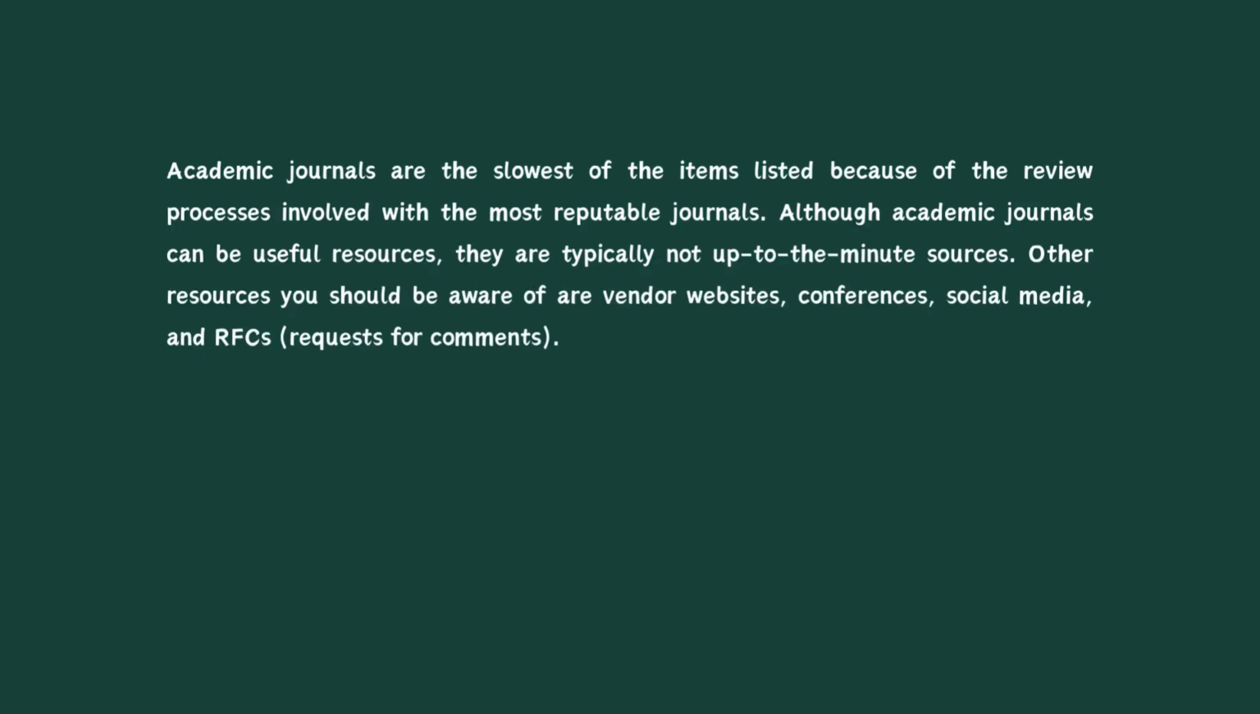Academic journals are the slowest of the items listed because of the review processes involved with the most reputable journals. Although academic journals can be useful resources, they are typically not up-to-the-minute sources. Other resources you should be aware of are vendor websites, conferences, social media, and RFCs, requests for comments.